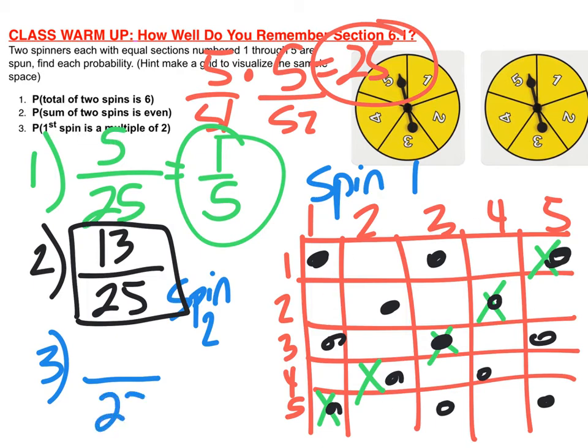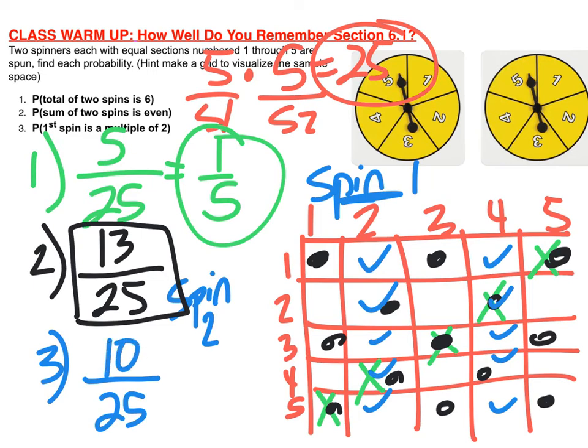Therefore, I know it has to be out of 25. To do that, how many of them meet that the first spin is a multiple of 2? My first spin is up here. So this here is a multiple of 2, all of those, because that's for the first spin. A 4 is a multiple of 2, so all of these have a 4 in the first spin. If I add that up, it looks like there's 10 of those. 10 out of 25 in this case does simplify to 2/5.